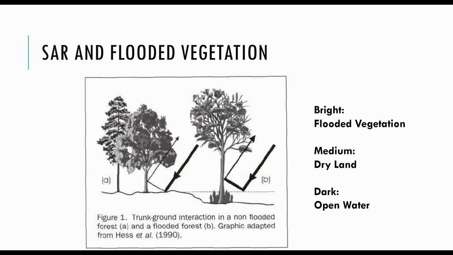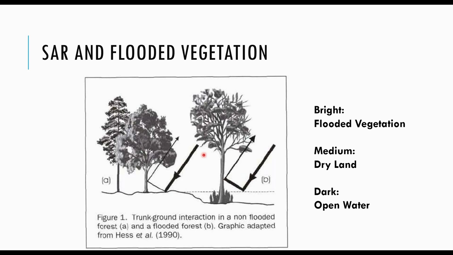Dry land gives you a medium signal, shown here by these arrows coming off this vegetation, because you get a single bounce, where it bounces off the land and scatters in a rough fashion in all directions, so you get some signal back. Or maybe it also bounces off some vegetation, and so you end up with a little bit of backscatter off the vegetation as well. In general, you end up with a medium return. It's brighter than water, which is scattering away only, but it isn't that bright because it's scattering in all directions.